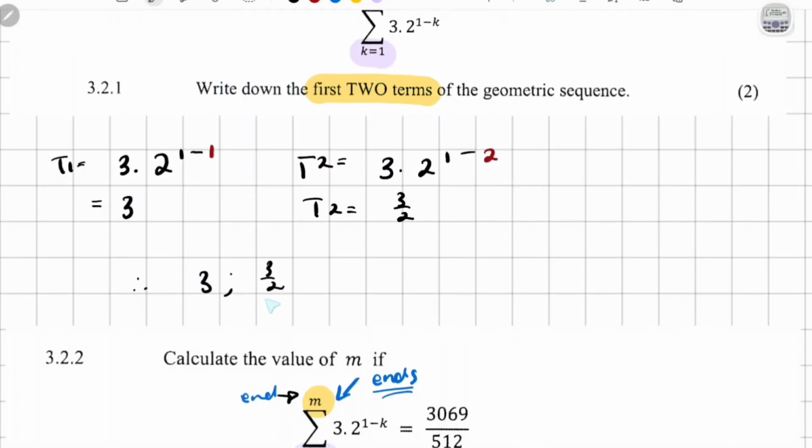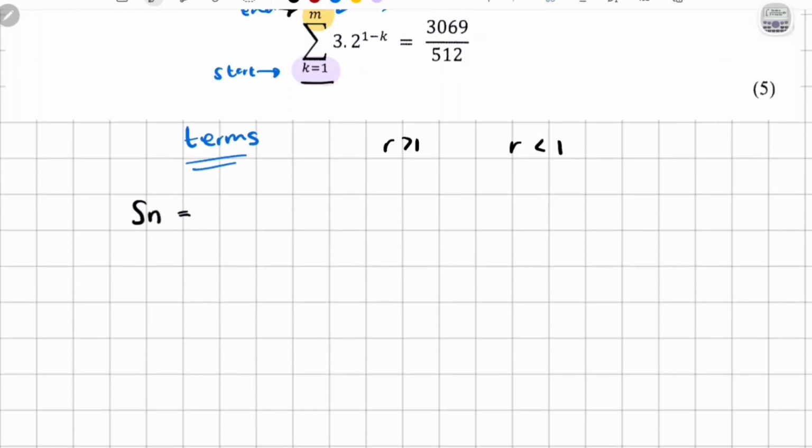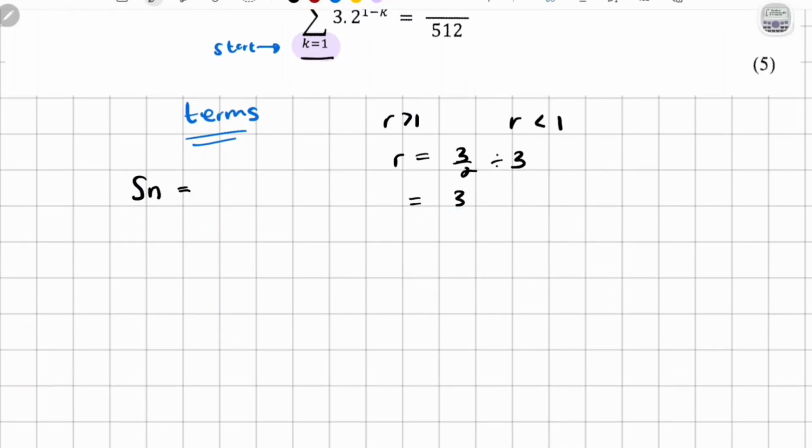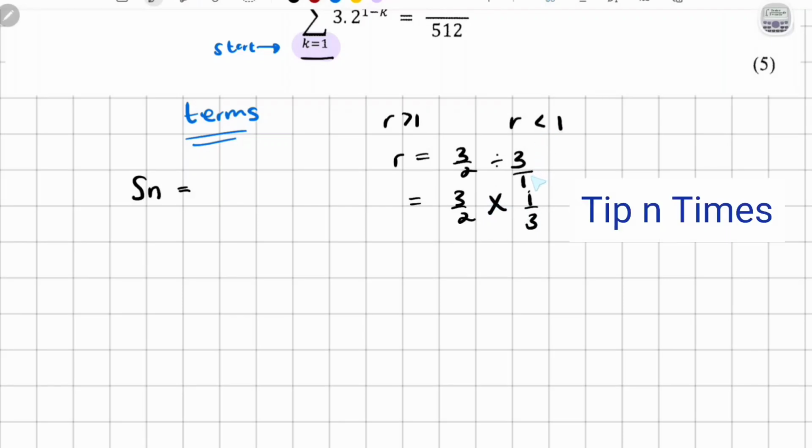We can find r by saying term 2 divided by term 1. So I'm going to find r by saying 3 over 2 divided by 3. You can use a calculator to do that, but I'm just going to say 3 over 2, and I'm going to change this 3 to 3 over 1, and I change the divide to a multiply, and I swap the numerator and denominator. That's how to divide. It's really called tip and times. So we're going to have this. Those two will cancel, and you'll be left with a half. Even if you checked on your calculator, 3 over 2 divided by 3 is a half.